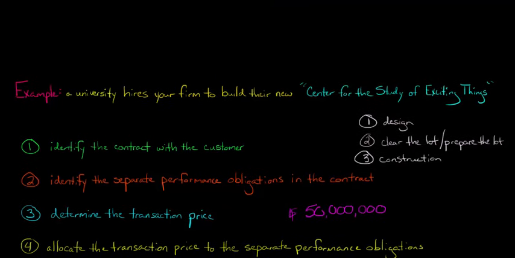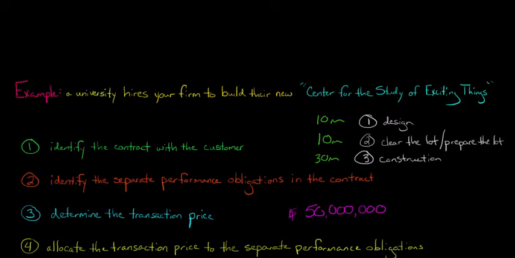Now, we need to allocate, and this is why it was important that we identify these separate performance obligations. We need to allocate the transaction price, $50 million, to the separate performance obligations, to these 3. We need to spread it and say, okay, how much revenue is to be recognized after we've done the design phase, how much has to do with clearing the lot, etc. So let's say that there's 10 million has to do with the design, 10 million has to do with clearing the lot, preparing the lot, and 30 million has to do with the actual construction. I have no idea if those are actual realistic figures, but let's just throw those out there.